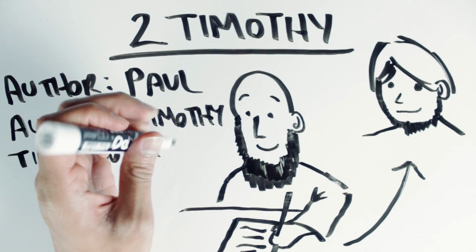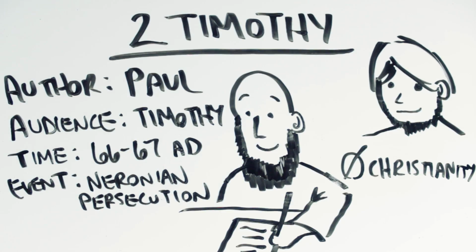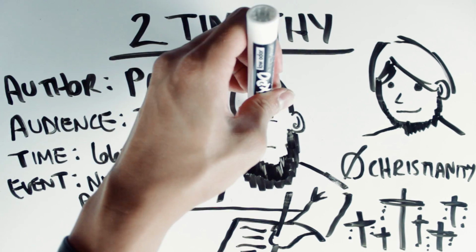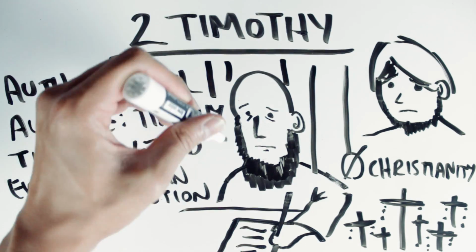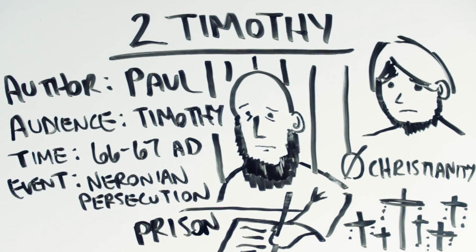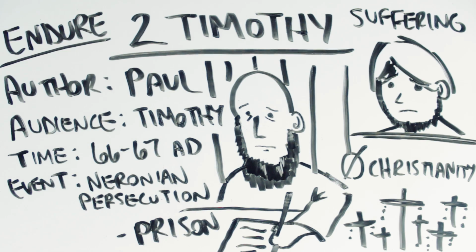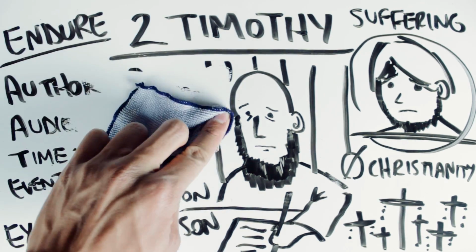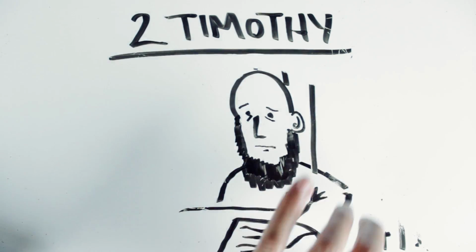While Paul was writing this letter, it was around 66 to 67 AD during the Neronian persecution, where Christianity was deemed illegal by the Roman government, so Christians were dying for their faith all around them. Paul was in prison while he was writing this, and one thing that Paul consistently repeats throughout this letter was endurance. He writes to encourage Timothy to endure hardship and endure pain and suffering, and Paul writes this to Timothy because Paul knows that his time is coming to an end and he will soon be executed for his faith.